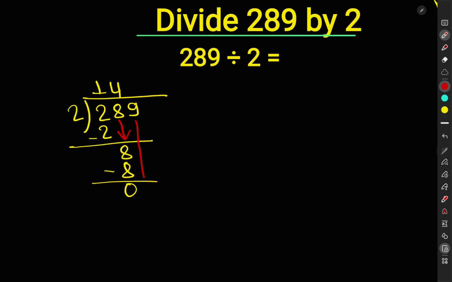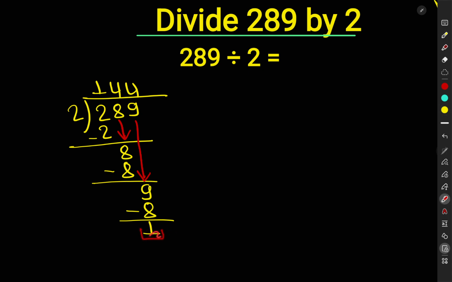So now again we put down the number beside this 9 and we remove this 0. So 2 times 4 means 8. On subtracting we get 1.